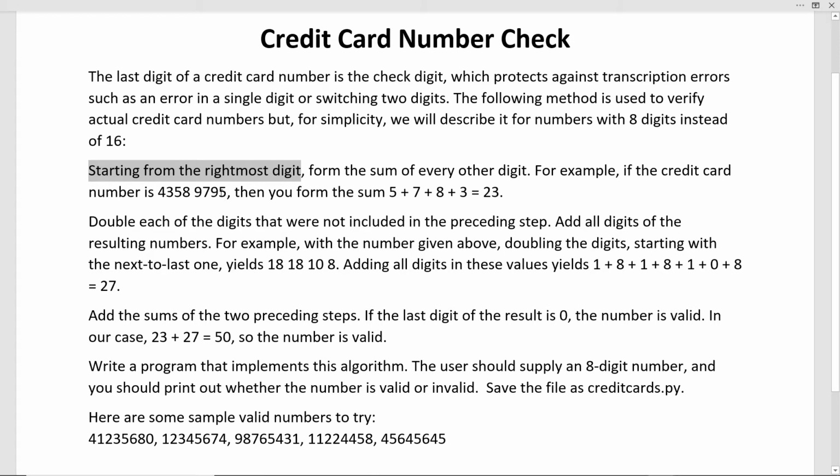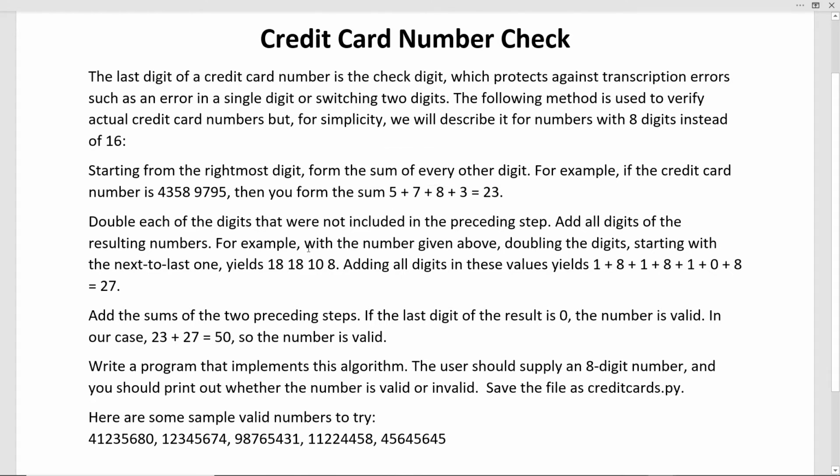We look at these numbers starting from the rightmost digit, which in this case is 5. We start from 5 and then count backwards, skipping 1, so we go 5, 7, then 8, and then 3. You get those numbers out and add them up. You get a sum of 23 in this example, and you save that to a sum variable. You can call it sum1 or whatever you like.